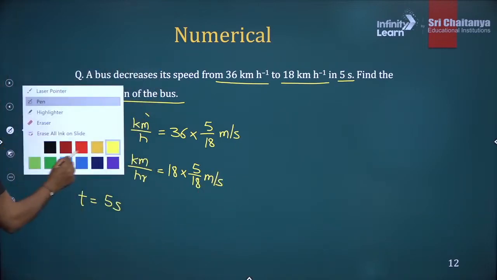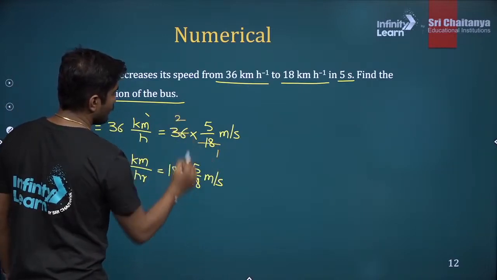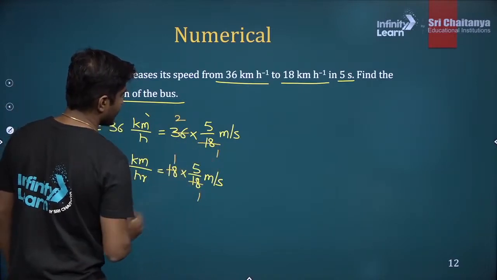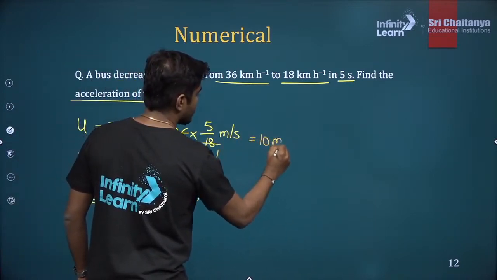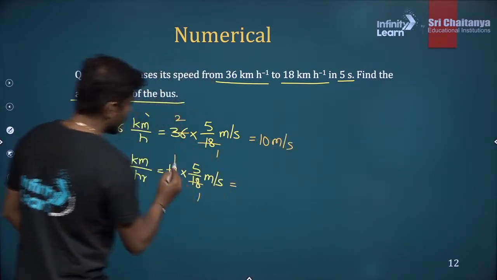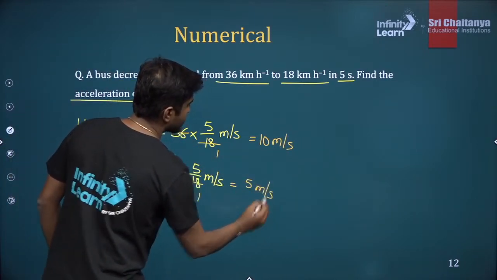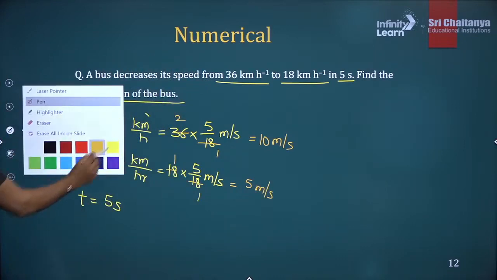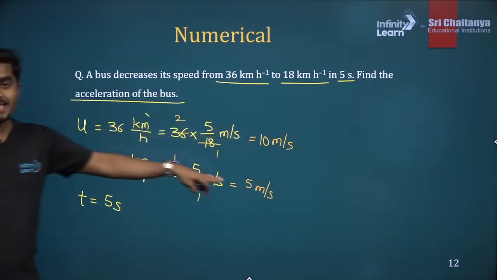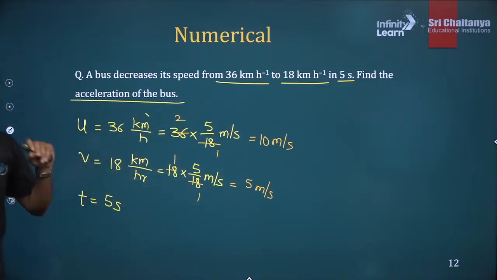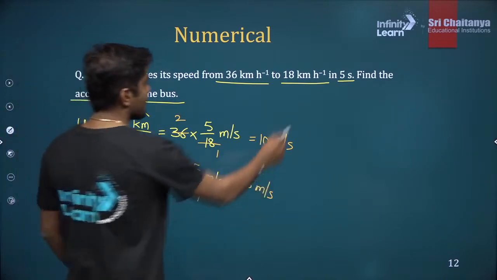So now we need to simplify. This 18 into 1, 18 into 2, 18 into 1, 18 into 1. So what will this be? 2 into 5 is 10 meters per second, and this 1 into 5 is 5 meters per second. So we know the initial velocity as 10, final velocity as 5, and there is a time. Yes, Rudraksh, correct.